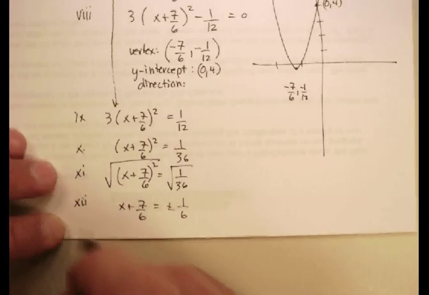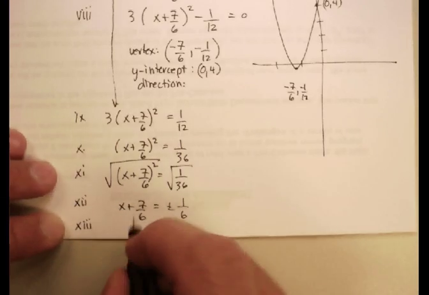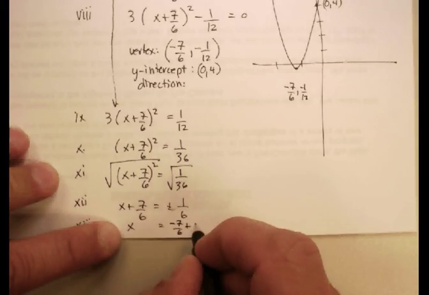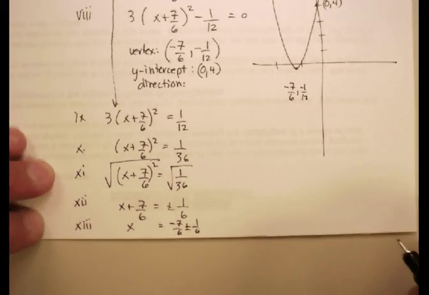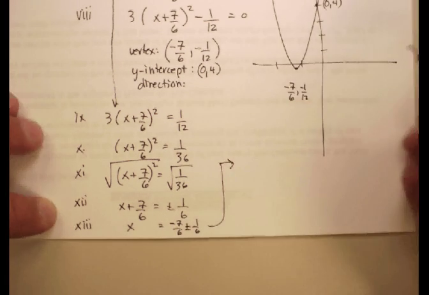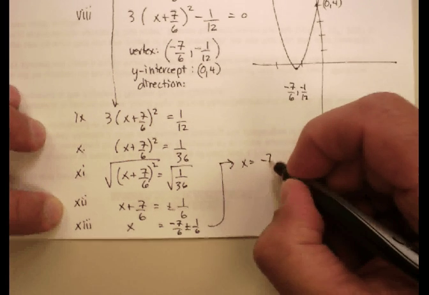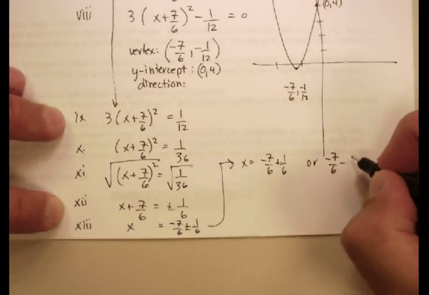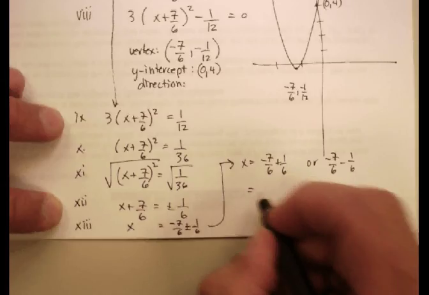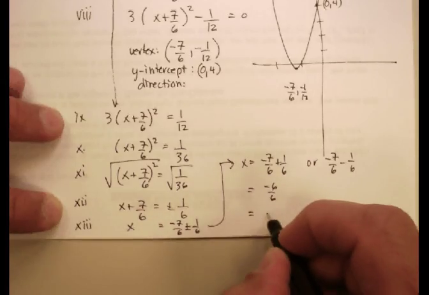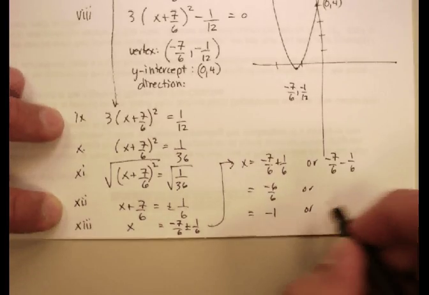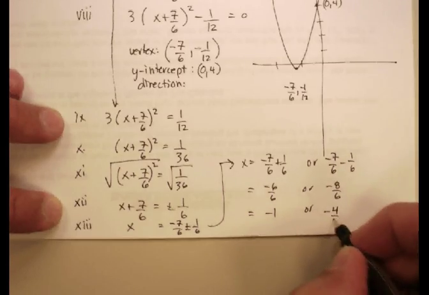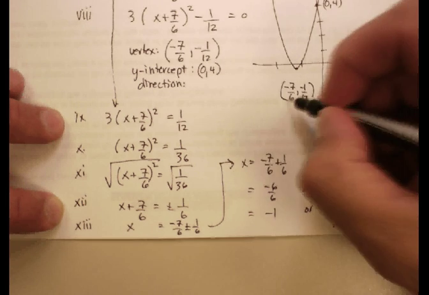Now I'm going to subtract 7 over 6 from both sides, and look what I get. X is equal to a negative 7 over 6 plus or minus 1/6. That reduces pretty easily. That's going to give me x is equal to negative 7 over 6 plus 1 over 6, or negative 7 over 6 minus 1 over 6. That's going to be negative 6 over 6, or a negative 1. Or, if I subtract it, I'm going to get negative 8 over 6, or negative 4/3. Let's see if that makes sense with our graph.